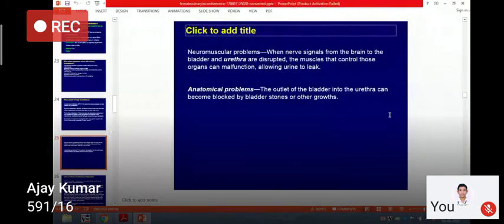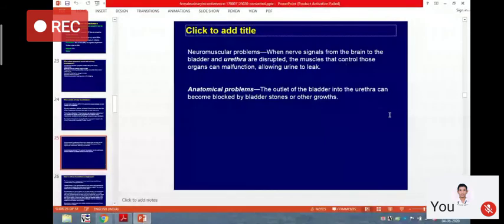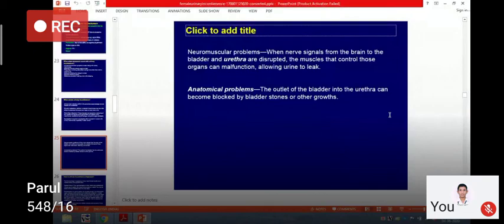Then neuromuscular problems. When the nerve signals from the brain to the bladder and urethra are disrupted, the muscles that control these organs can malfunction, allowing the urine to leak. Then anatomical problems: the outlet of the bladder into the urethra is blocked by a bladder stone or other growths.